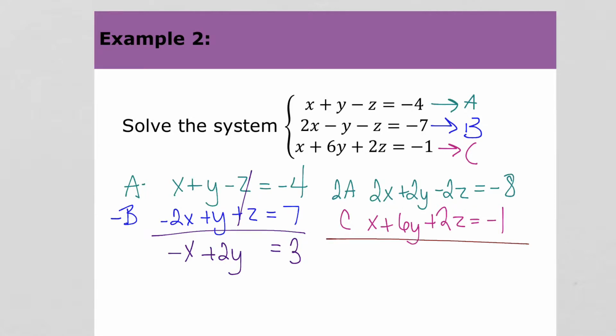And add those. So we've got 3x plus 8y equals negative 9. So now we've got two equations with the variables x and y. So what we do is we take those two equations, negative x plus 2y equals 3, and 3x plus 8y equals negative 9.